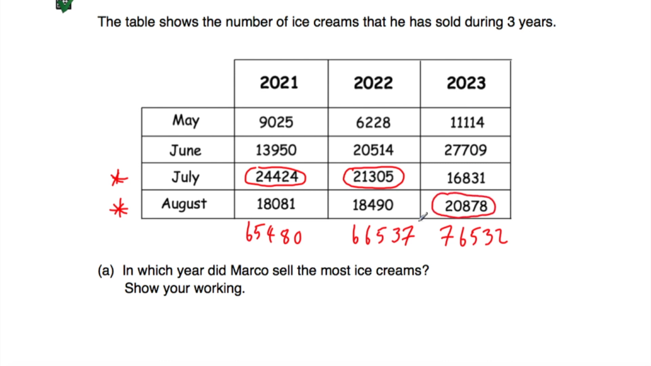It says he normally sells more in August than he does in July, but you can see here that 2 of the 3 years, he actually sells more in July than he does in August. So would I agree with Marco? No, because for 2 out of the 3 years, he sells more in July than he does in August.